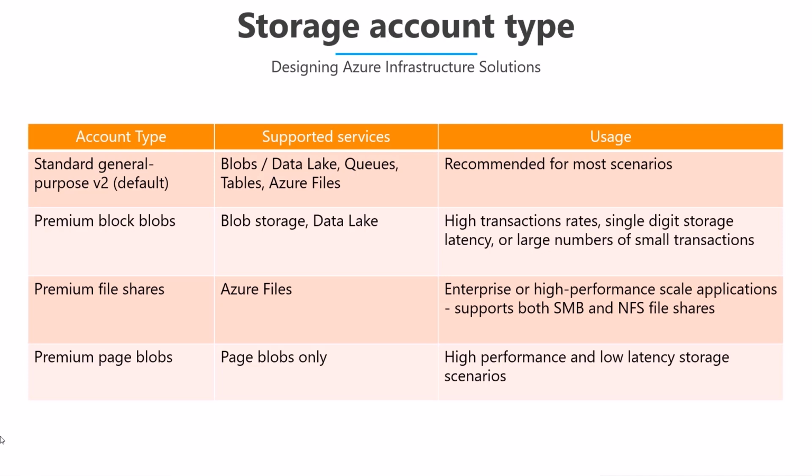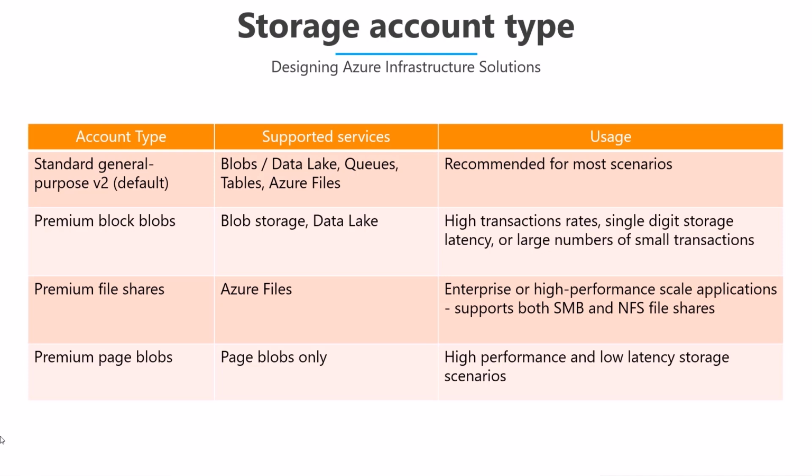Now, when you go for some other options, like a premium account, you have three options. You can go for a premium blob, where you're only going to store data in blob format. This is perfect for high transactional rates, when you want extremely high performance with single digit storage latency or a large number of smaller transactions. In this case, the blob data allows you to store only blob data, and it can be treated like a data lake also.